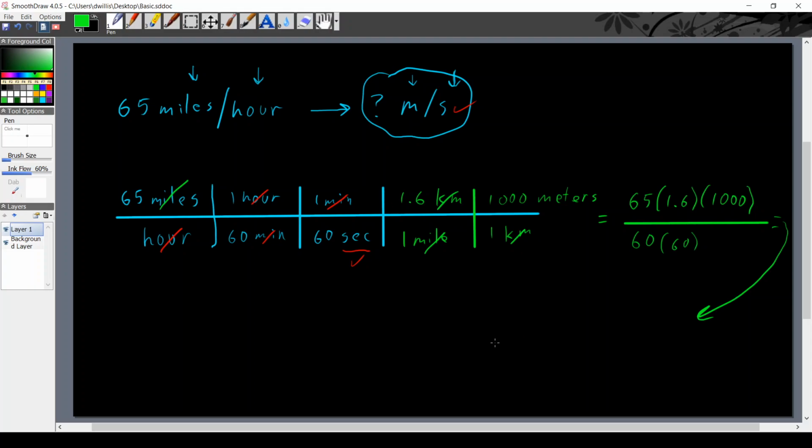28.8889. So 28.8 repeating. So 28 point, and again, we could keep as many significant digits as we would like. I will actually just choose to keep 3 this time. Meters per second. So if someone is traveling around 30 meters per second, that is very close to 65 miles an hour. It would actually be a little more. So 30 meters per second would be very close to 70 miles per hour.